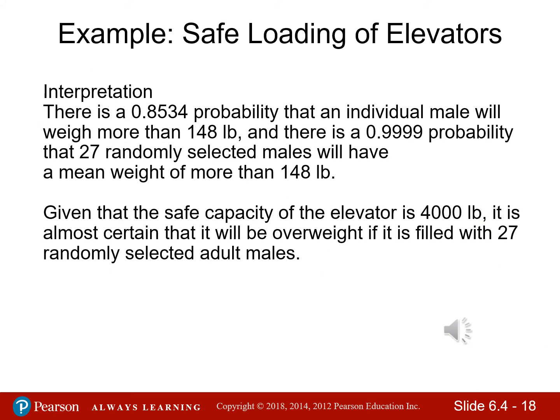So we can interpret our results as follows. There is a 0.8534 probability that an individual male will weigh more than 148 pounds. And there is a 0.9999 probability that 27 randomly selected males will have a mean weight of more than 148 pounds. Given that the safe capacity of the elevator is 4,000 pounds, it is almost certain that the passengers of the elevator will be overweight if it is filled with 27 randomly selected males.